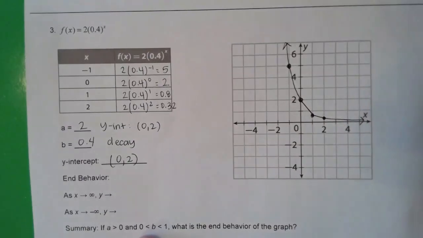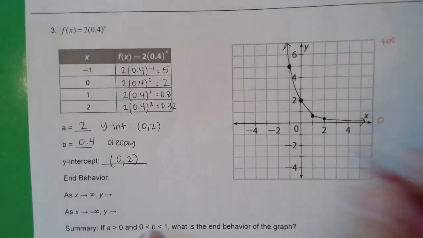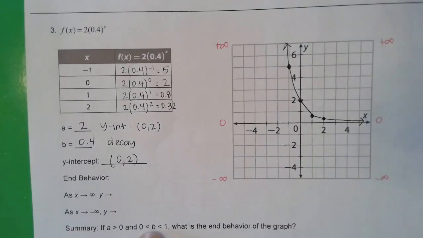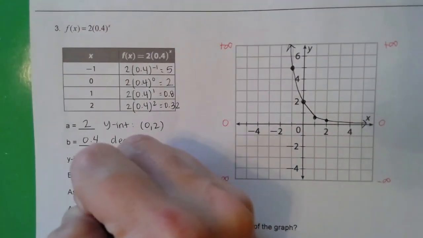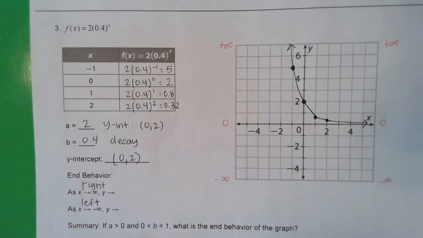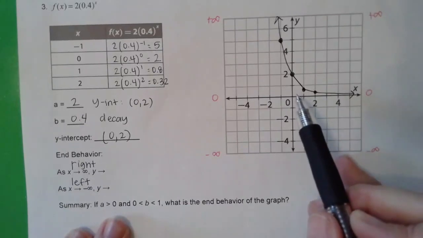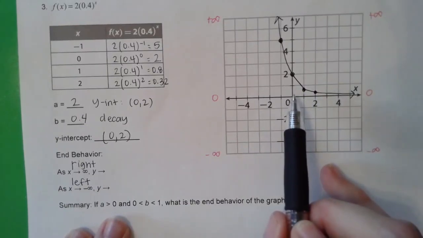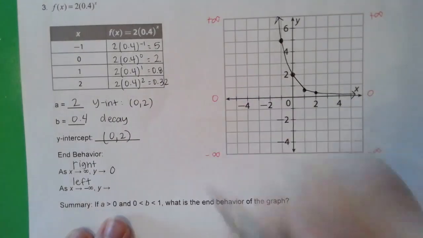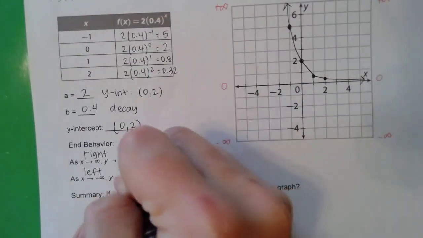Let's see, so for end behavior for this one, we'll do positive infinity, 0, negative infinity, and then positive infinity, 0, and negative infinity. So as x approaches positive infinity, that means as the graph goes to the right, and then as x approaches negative infinity, means as the graph goes to the left. I really like to use my pencil when I'm doing end behavior. I haven't said that yet today. So as x goes to the right, the graph's getting closer and closer and closer to 0. And as x goes to the left, the graph's going closer and closer and closer to positive infinity.